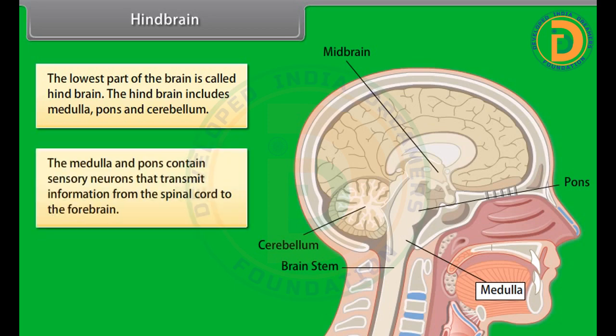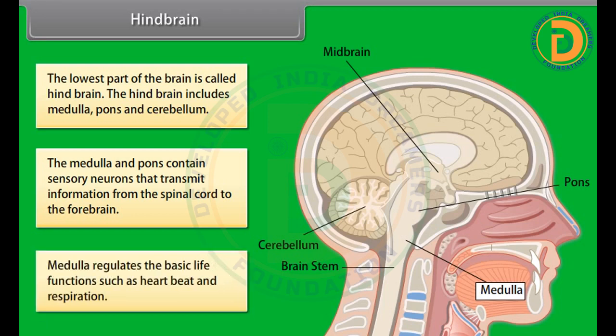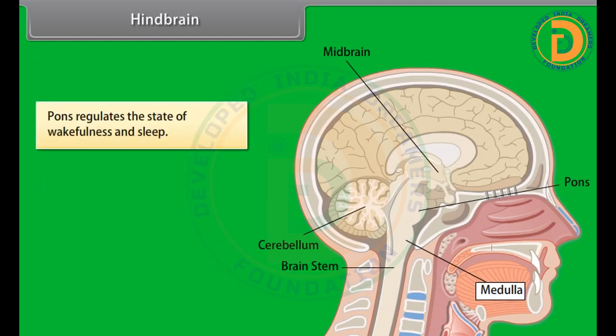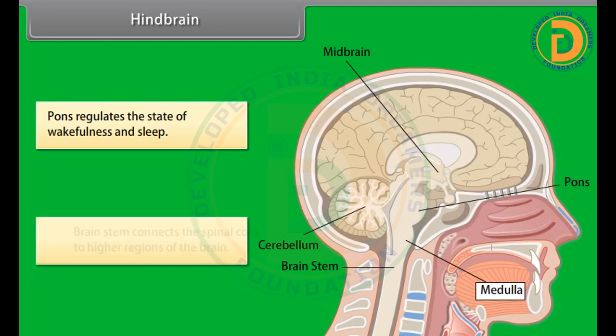The medulla and pons contain sensory neurons that transmit information from the spinal cord to the forebrain. The medulla regulates basic life functions such as heartbeat and respiration. The pons regulates the state of wakefulness and sleep. The brainstem connects the spinal cord to higher regions of the brain.